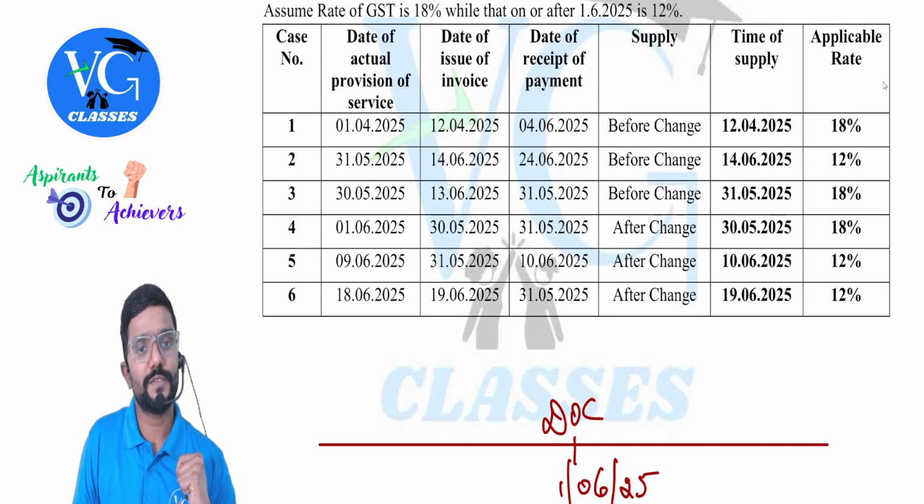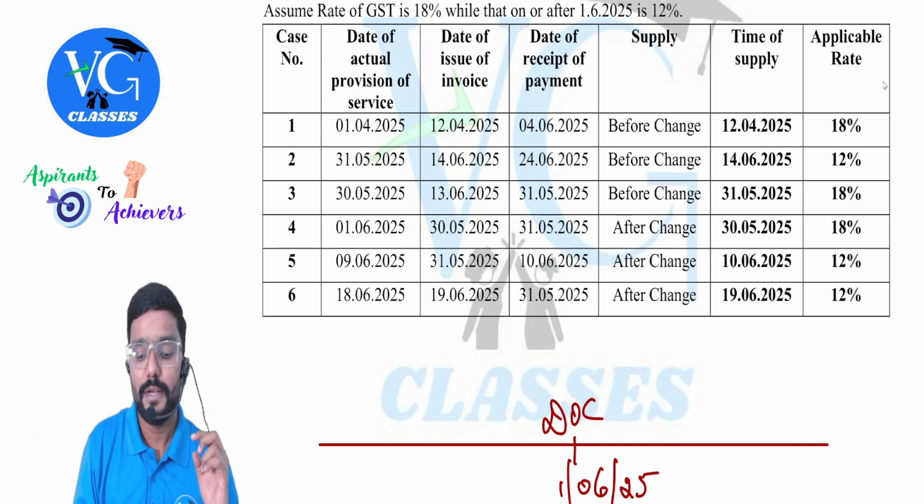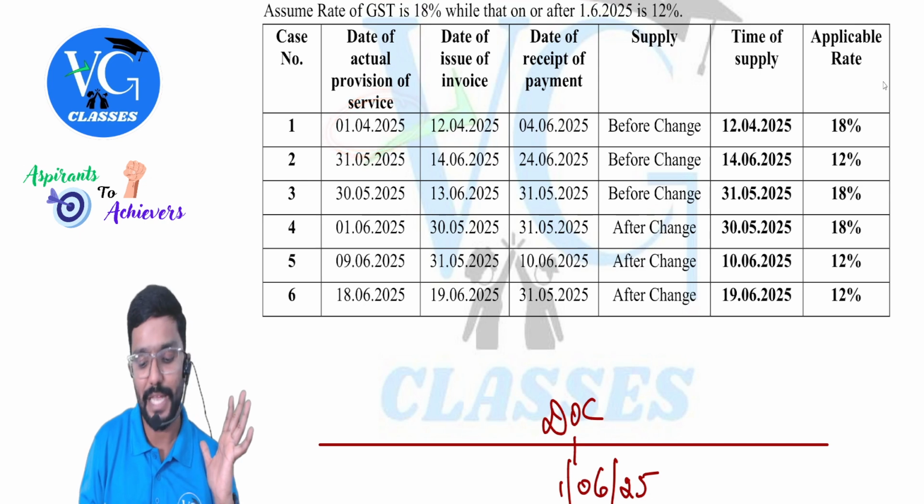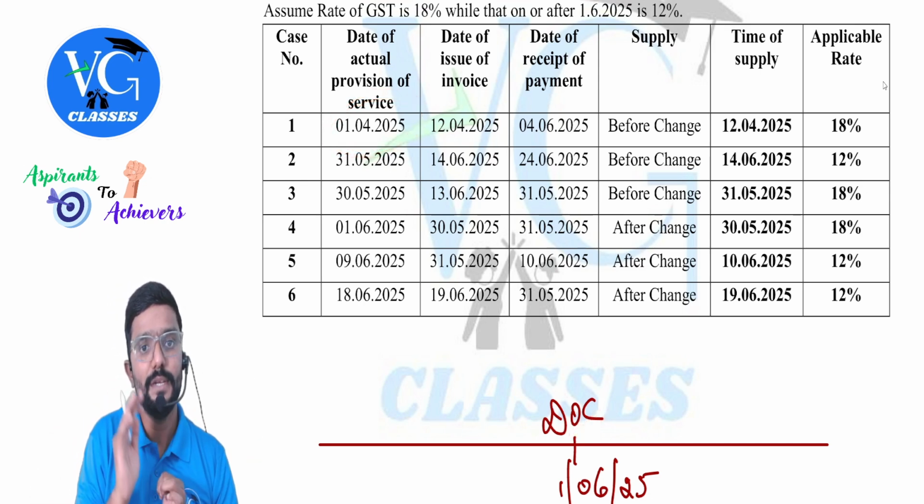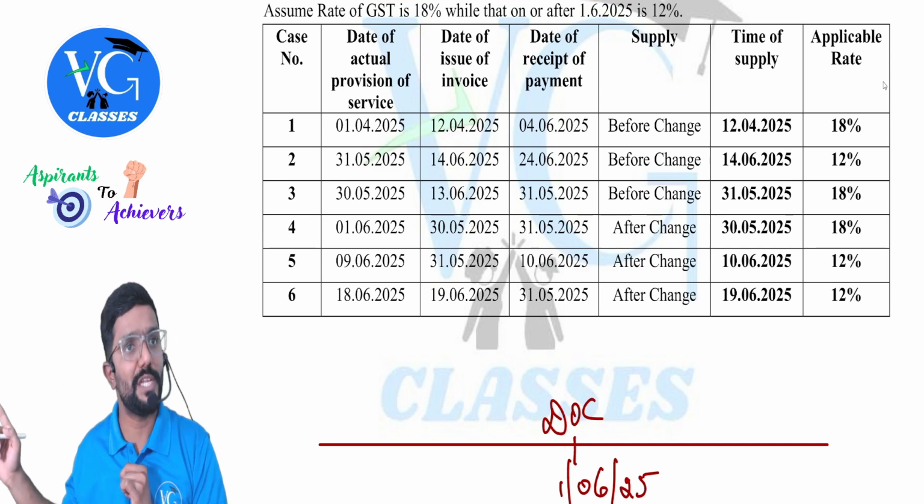Date of actual provision of service, 1st April. Guys, it is happening before. Please log that first. Supply is happening when? Before the change. It is in April, whereas change happened on 1st June. So supply is before change. Date of issue of invoice 12th April, whereas date of receipt of payment is on 4th June, after the change.